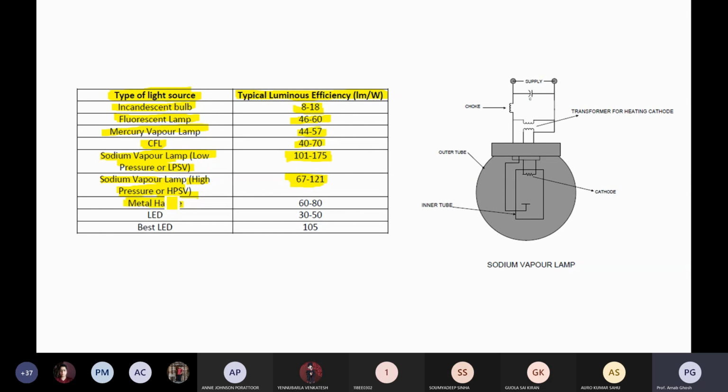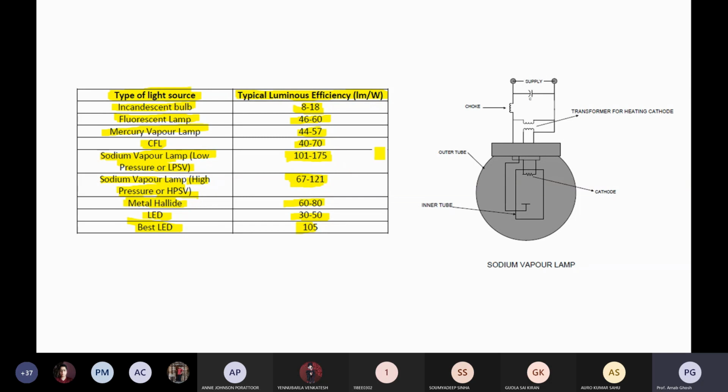Then there are different metal halides. The halide lamps, the halogen ones, have 60 to 80 lumen per watt. Then LED lamps are 30 to 50, and the best LED is 105. Different tables are provided. Based on your applications and the typical lumen efficiency, we can design what types of light sources to use.